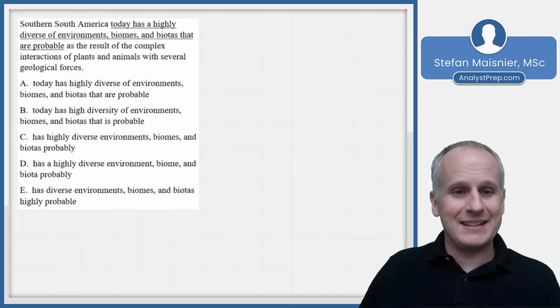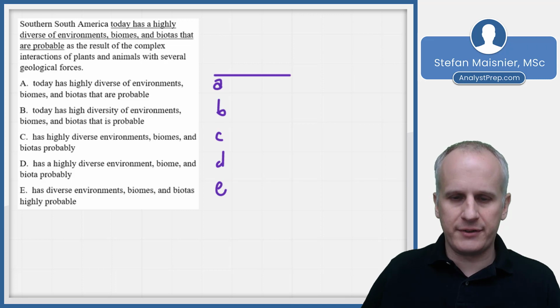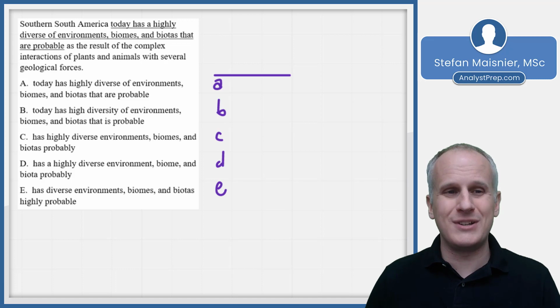We have a sample sentence correction, and let's set up the scratch pad as we do for every problem. We've got A, B, C, D, E, and we put a little line over top for any error if we identify it. So, as always, read the sentence as it's presented first. Southern South America today has a highly diverse of environments, biomes, and biotas that are probable as the result of the complex interactions of plants and animals with several geological forces.